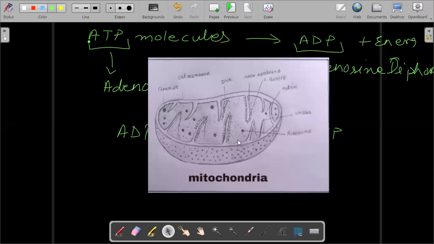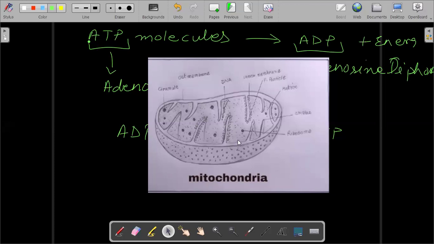See, mitochondria is the site where complete respiration occurs. That means it is the site where energy is produced completely. So this was the diagram which we discussed. Now, how the mitochondria works, how the energy conversion takes place, that is not in your syllabus. You just have to study the structure of the mitochondria.